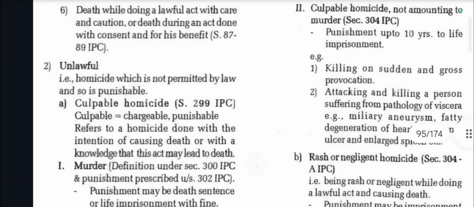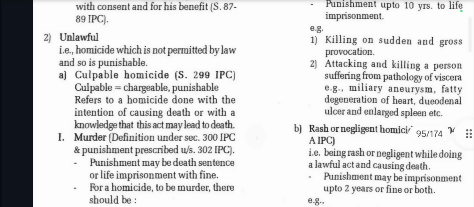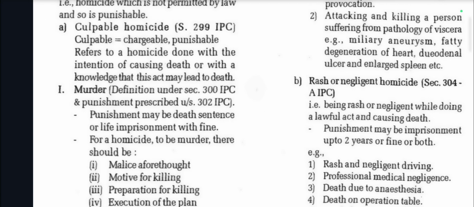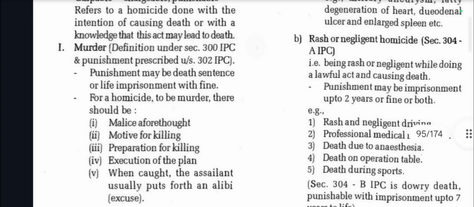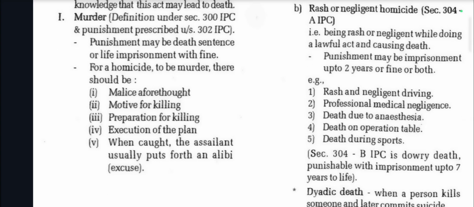What about unlawful homicide, which is not permitted? Culpable homicide. Culpable is chargeable, punishable. It refers to a homicide done with the intention of causing death or with the knowledge that this act may lead to the death of the person. Like murder. What is murder? Punishment may be death sentence or life imprisonment with fine. For a homicide to be murder, there should be malice aforethought, motive for killing, preparation for killing, execution of the plan, and when not caught, the assailant usually puts forth an alibi.